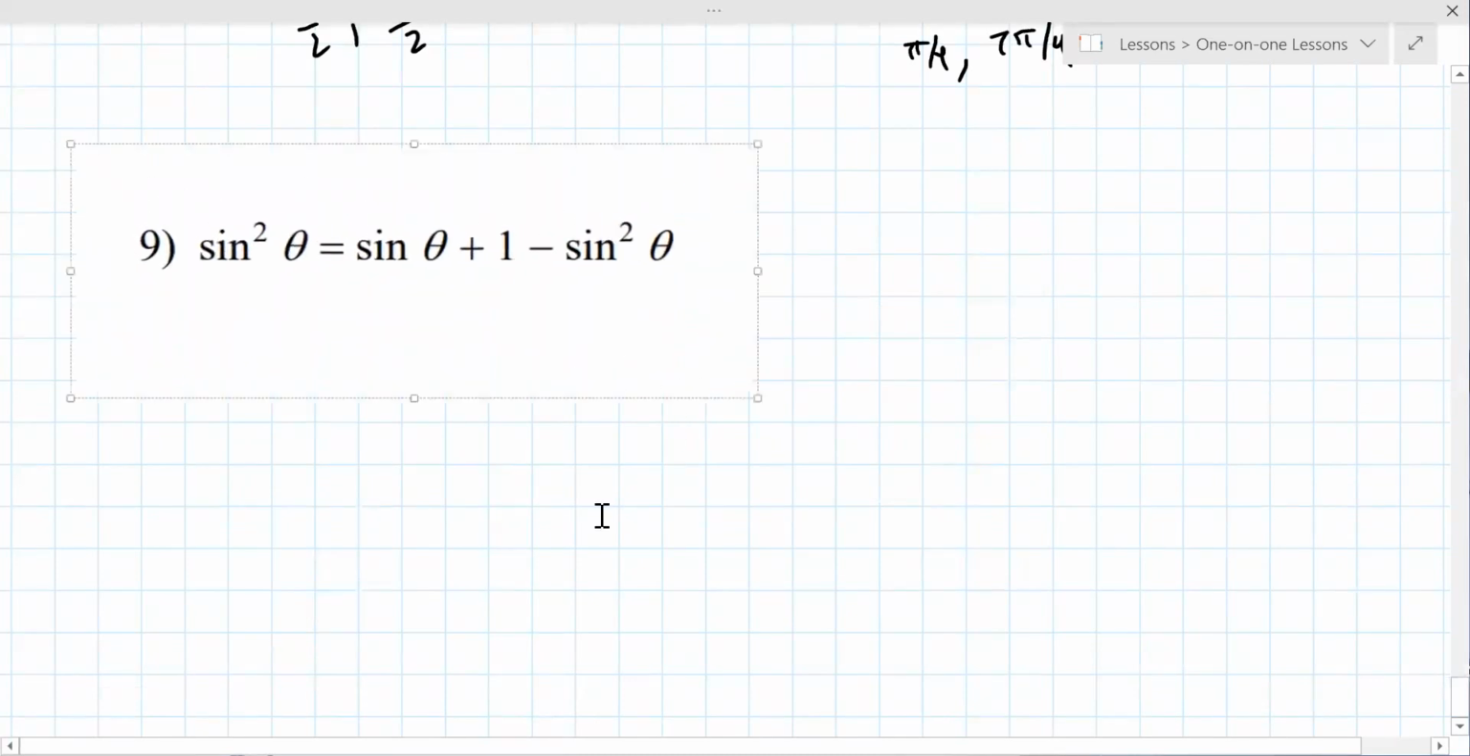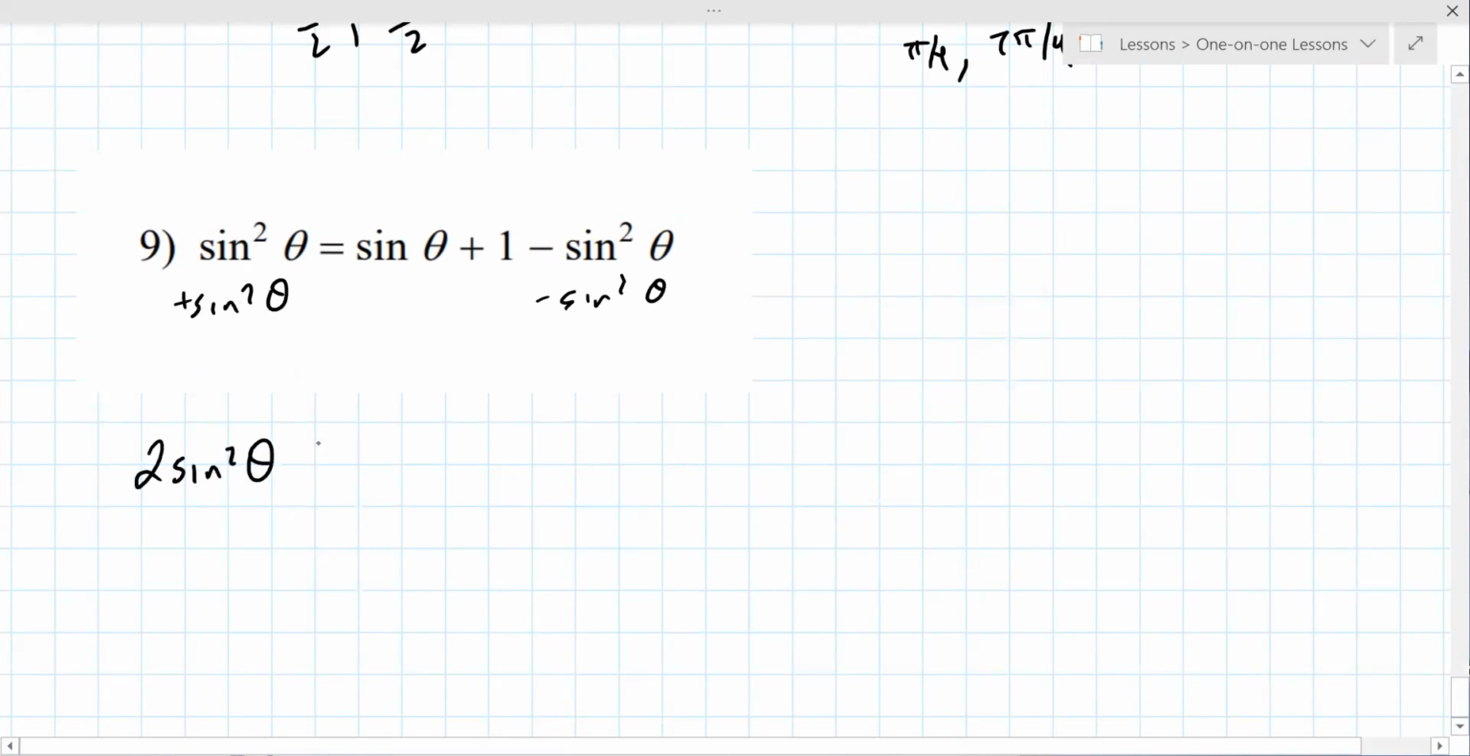All right, this one has sine in it, but it's got sine and then sine squared. So we're going to make a substitution, but you get everything on one side. A lot of times that's a strategy. So you're going to add sine squared to both sides. So you get 2 sine squared theta equals sine theta plus 1. You subtract and subtract, so you get 2 sine squared theta minus sine theta minus 1 equals 0.